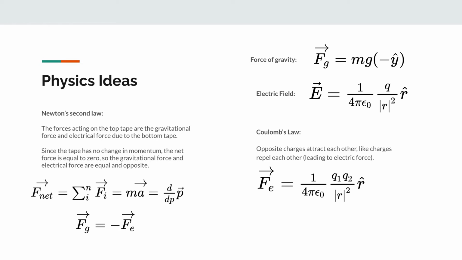We can calculate the force of gravity using the same formula as before, but this time, instead of treating it as one point charge, we're going to be calculating the electric field of many small point charges along the entire length of the tape. And that's how we're going to be modeling it as a line charge. We also have Coulomb's law, which states that opposite charges attract each other and like charges repel each other.